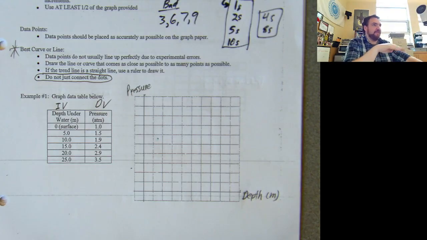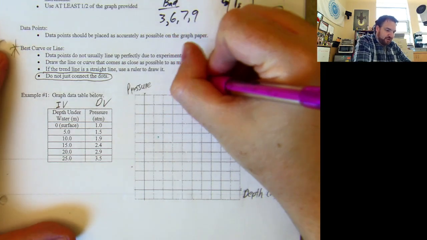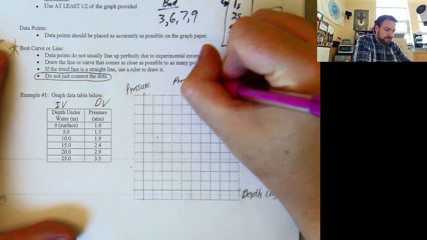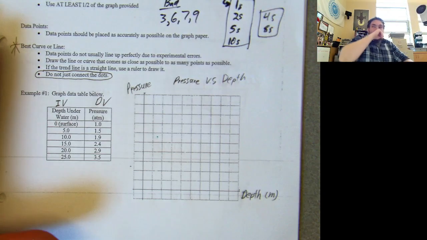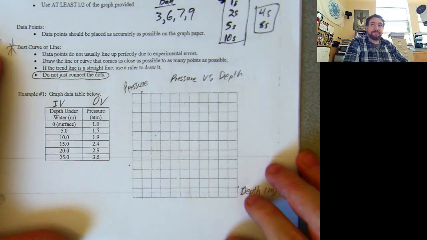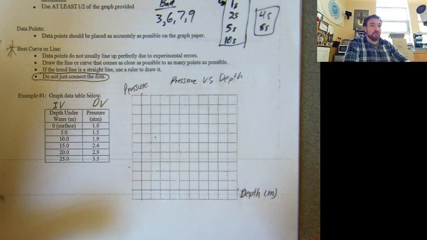Right now, you're at 1 atmosphere. We're roughly at sea level. Pressure is also measured in something called bar and something called pascals, but we're not using either of those right now. So this is pressure versus depth. That is a totally sufficient title.